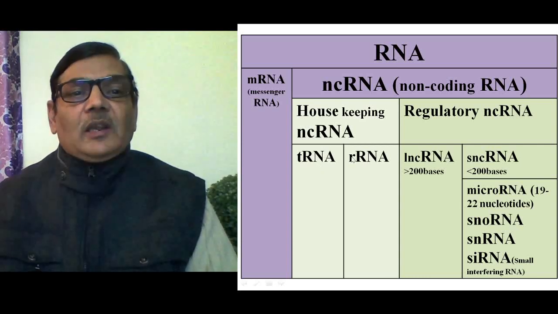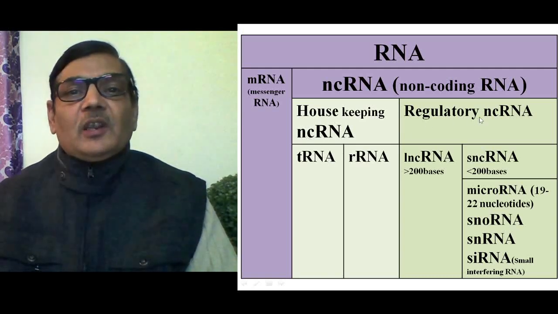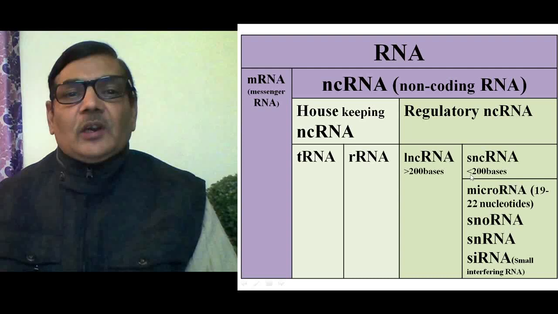Whereas the other one is ribosomal RNA. Actually there is a variety of ribosomal RNA and they are required for the synthesis of ribosomes. So these are two housekeeping non-coding RNA molecules. The regulatory non-coding RNA molecules are of different varieties. They could be majorly classified as long non-coding RNA, which are more than 200 nucleotides, and the small non-coding RNA molecules, which are less than 200 bases or 200 nucleotides.